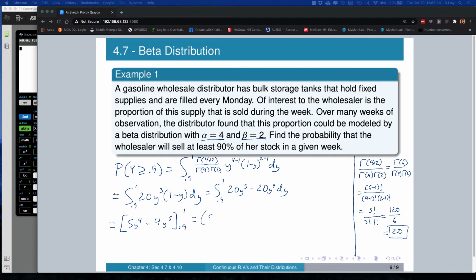So we're looking at 5 minus 4 when we plug 1 in for y to the fourth and y to the fifth, minus, now putting in 0.9, 5 times 0.9 to the fourth minus 4 times 0.9 to the fifth, which is going to end up equaling 1 minus, let's see what that comes out to be, 0.91854, and that comes out to be roughly 0.0815.